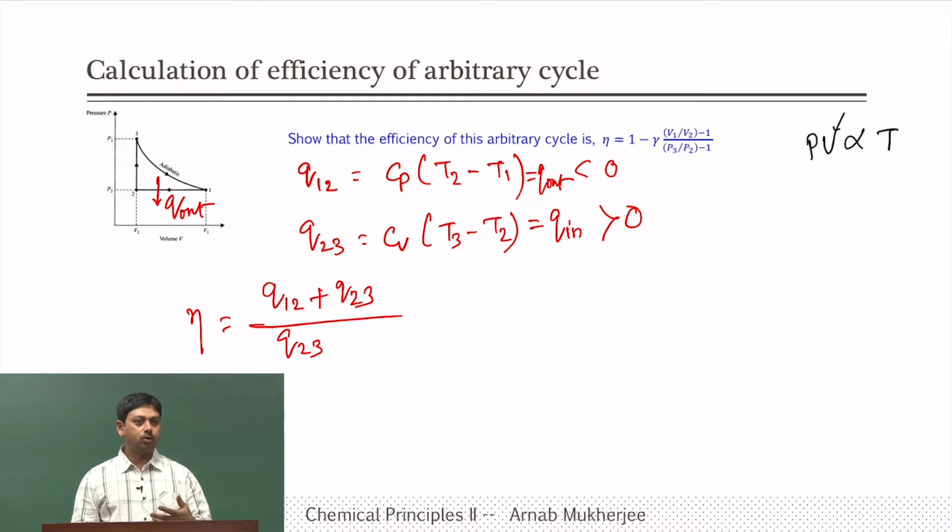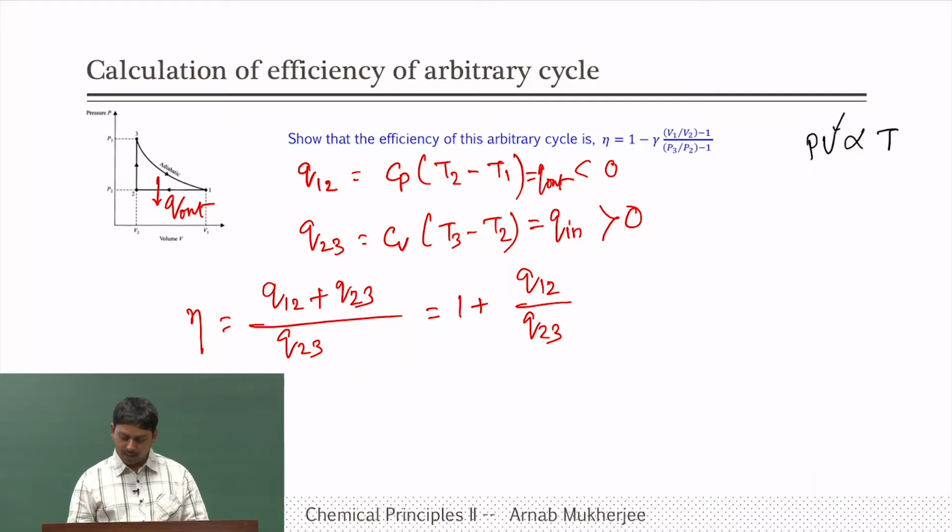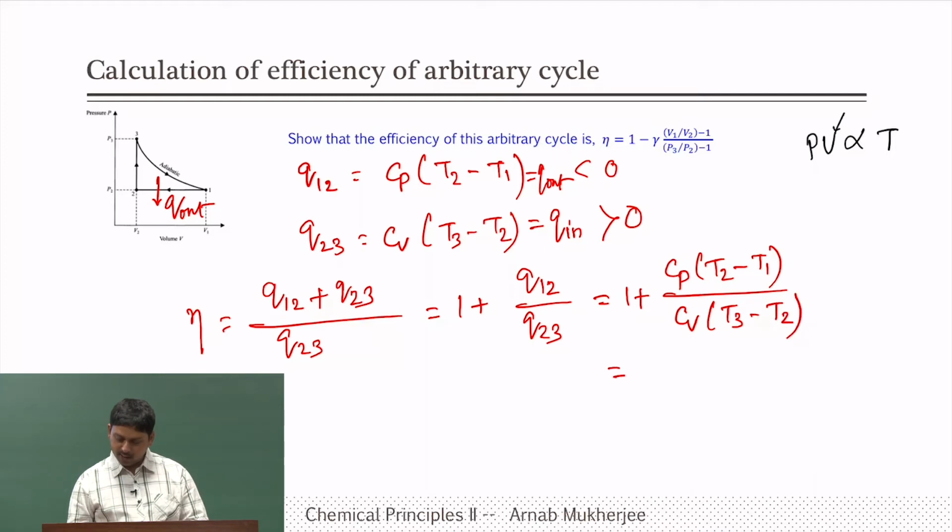Heat input will go to the denominator, which means it is 1 plus Q12 by Q23. It is not minus, because the minus is there in the value itself in Q12. So, therefore, it is just a plus, just to reiterate my earlier point. So, it is 1 plus. Now, Q12 is this one, Cp times T2 minus T1, and this is Cv times T3 minus T2. I will write it in such a way that T2 comes to one side.